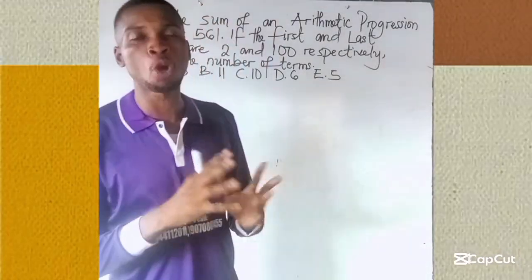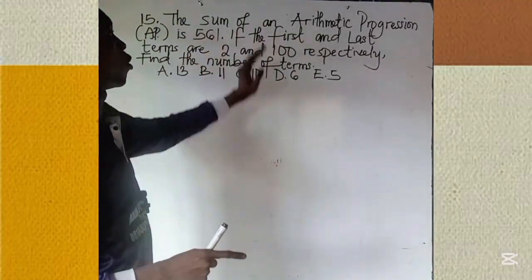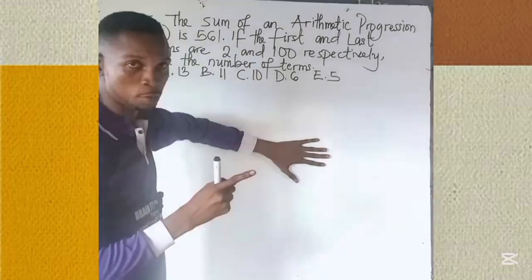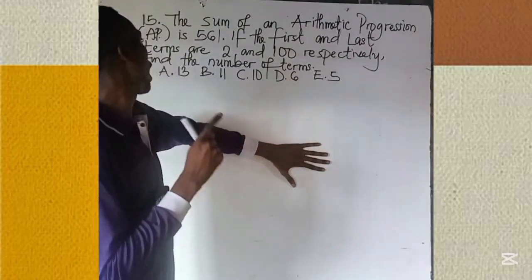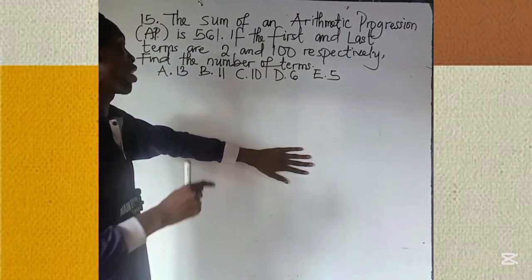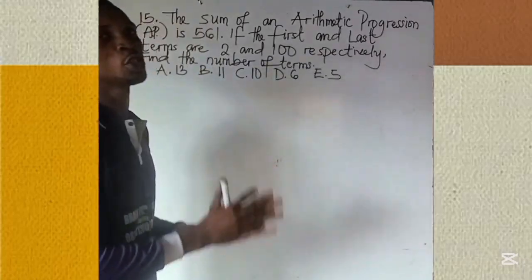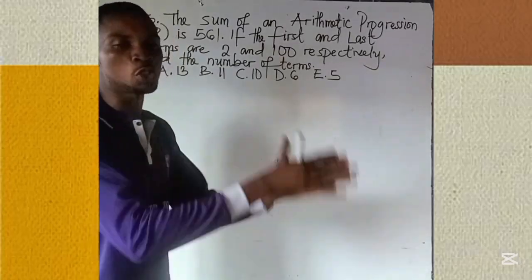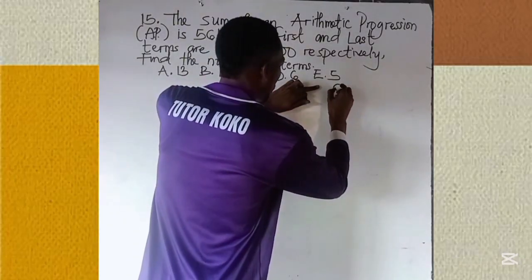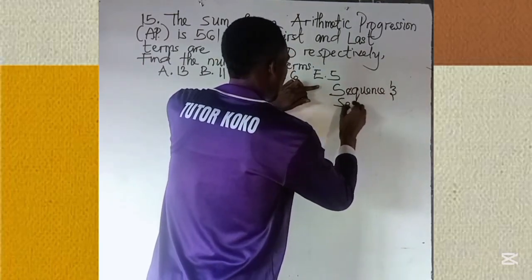Let's assume that you come across a question like this in your examination. The sum of an arithmetic progression is 561. If the first and last terms are 2 and 100 respectively, find the number of terms in the sequence. All right, so what is the first thing you need to do? Of course, you must know the topic that this question is from, and that topic is called sequence and series.